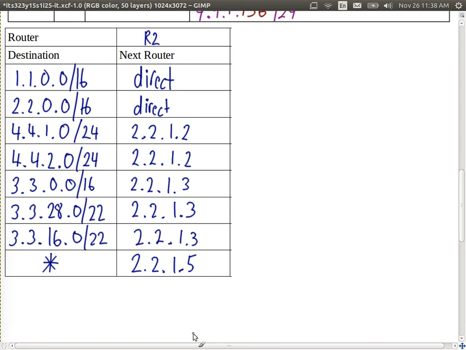What is star? Star means, in general, in computing, any value. It's what we call a wild card. In this, I'm using it to mean for any other destination. So if we don't match the previous rows for the destination, then send it to 2.2.1.5. We sometimes refer to that as the default route, the default gateway. So star, I'm just using as a way to indicate any value. Sometimes in software, instead of star, they'll say 0.0.0.0/0. You don't have to write that one down, but that's just some way that software shows it. Any value that doesn't match.